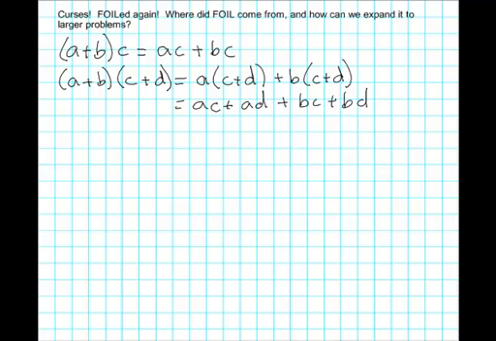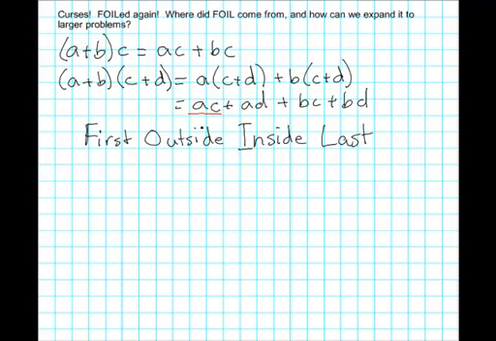And this is where the acronym FOIL comes from. Okay, remember that FOIL means first, outside, inside, and last.